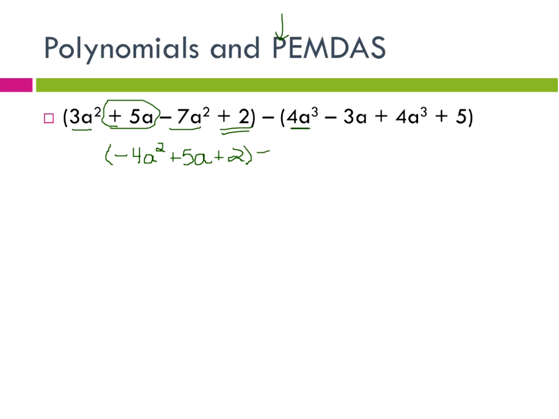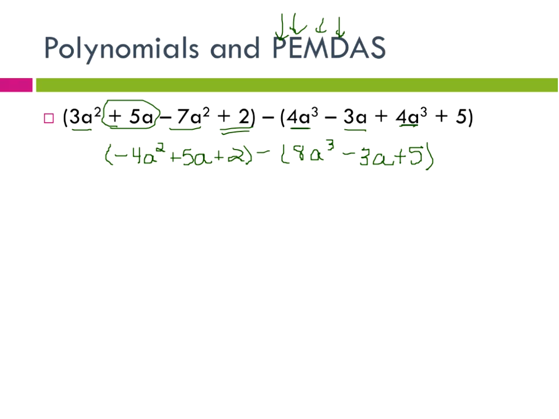I'm subtracting from that this whole second expression. And we can see we have a 4a cubed and a 4a cubed, so we are going to combine those to be 8a cubed. I have a minus 3a and a positive 5. So now I have simplified what's in parentheses. Next, I'd look at exponents. Well, I have nothing being raised to an exponent that needs simplifying right now, so I'm okay there.